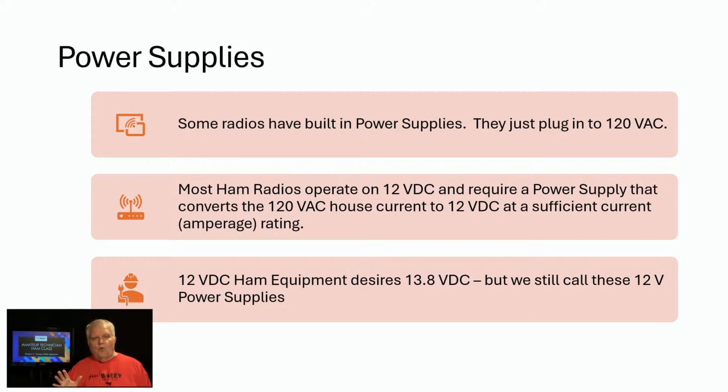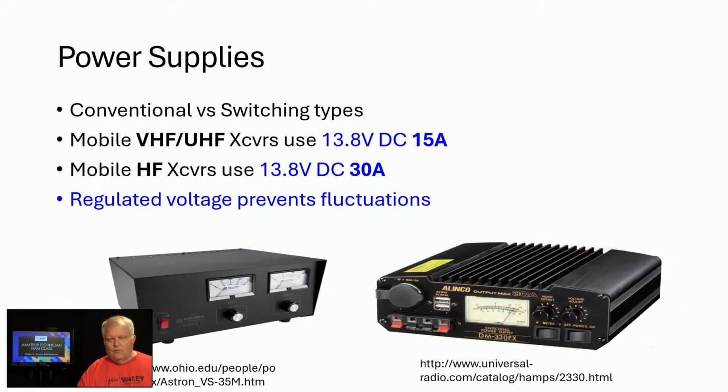Now this is a 200-watt radio, so they're probably not operating at 12 volts. They're probably operating at 50 or some other voltage to get the higher output power. So some radios do have built-in power supplies, but most amateur radio transceivers are what we call 12-volt radios, or they operate on 13.8 volts DC. That's the convention. So you need a power supply to convert house current from 120 volts AC down to 13.8 volts DC. So you're going to need one of these probably to power your radio.